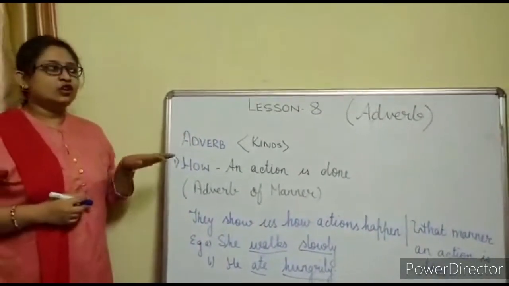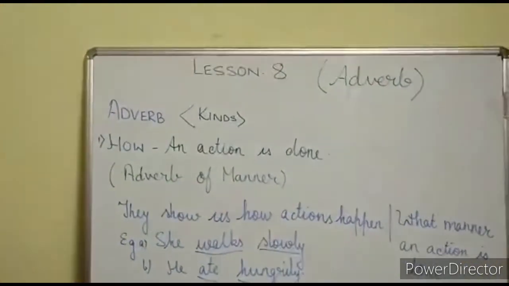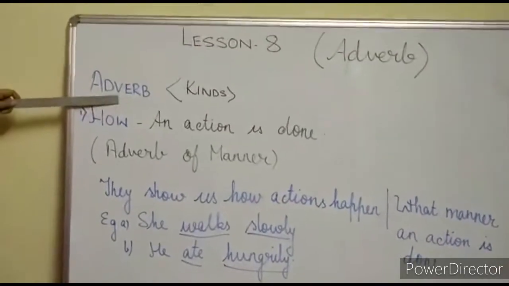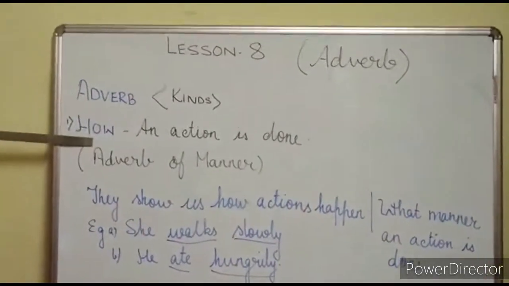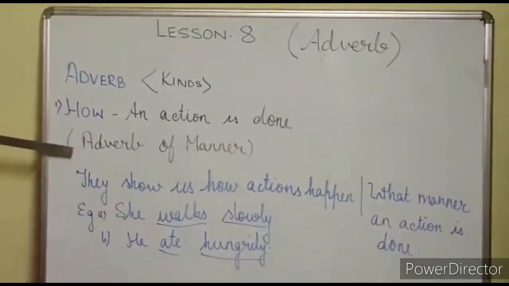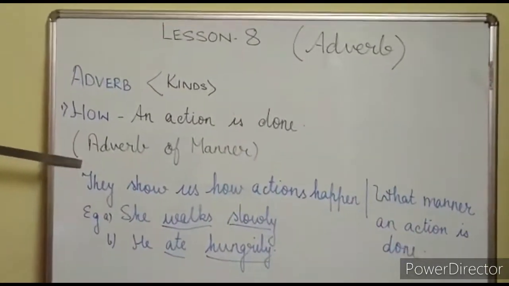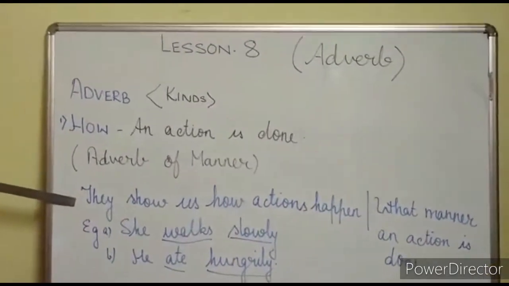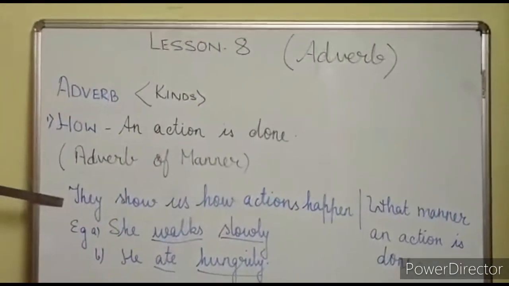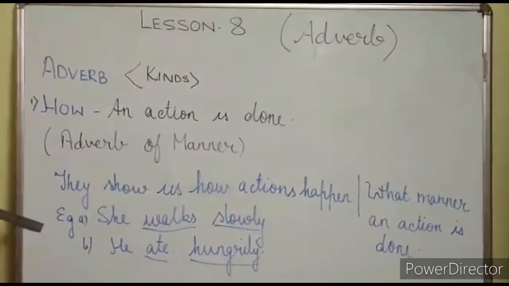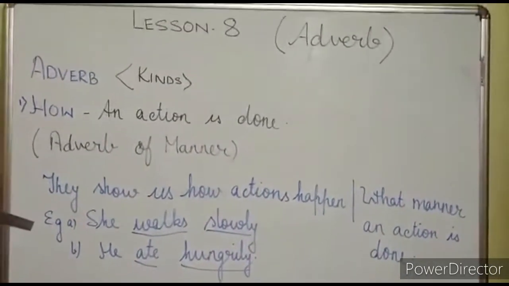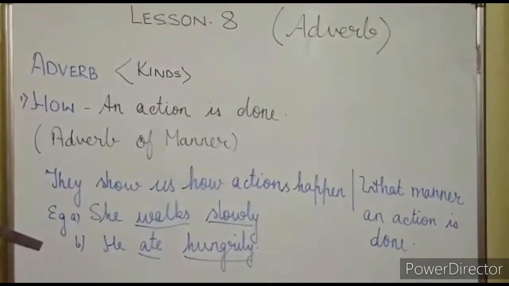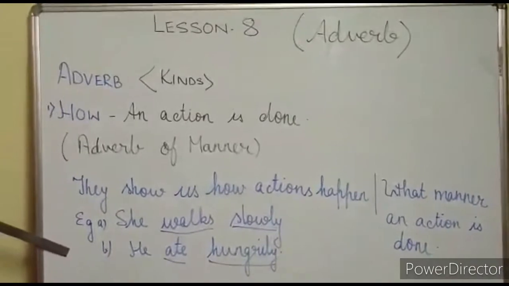So, students, have a close look at the board once again. We are going to study about kinds. The first kind is how. That is how an action is done. This is only called as adverb of manner. The definition: they show us how actions happen, that is in what manner an action is done. Example, she walks slowly. Slowly is adverb of manner. Number 2, he ate hungrily. Hungrily is adverb of manner.